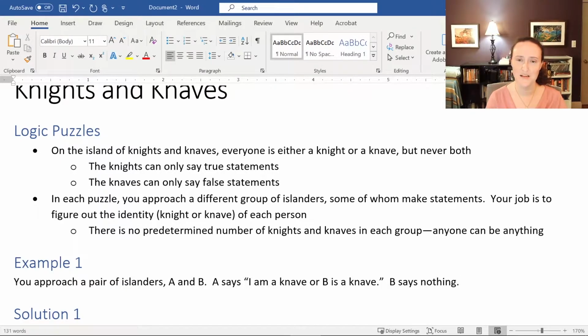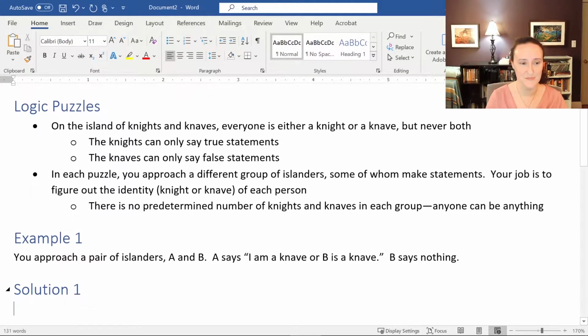So pause the video for a bit and think about, can A be a knight? Can A be a knave? Could B be a knight? Could B be a knave? What would actually make sense? Okay, so now let's go over the solution.